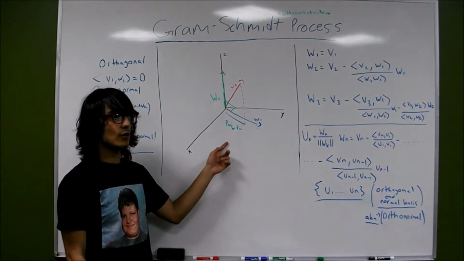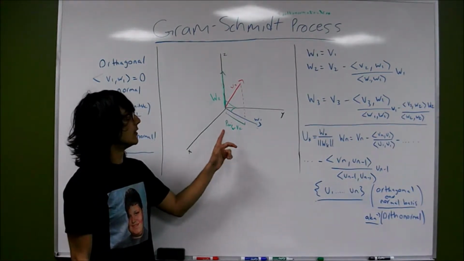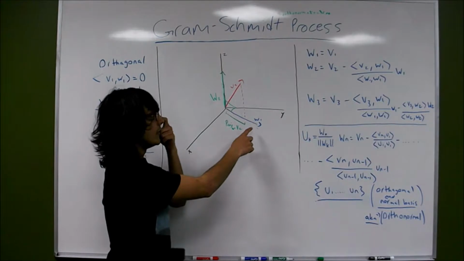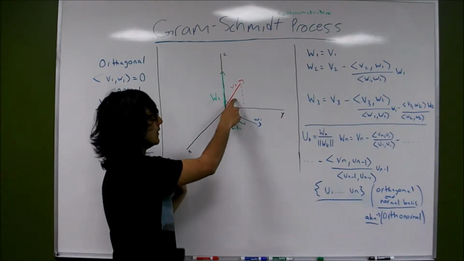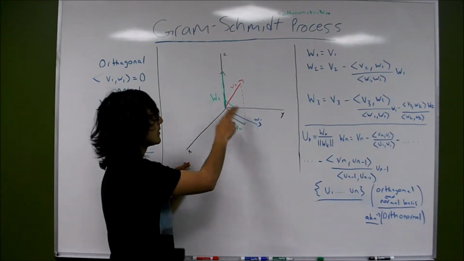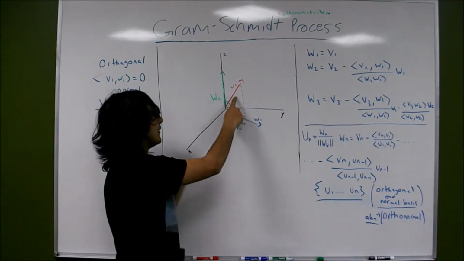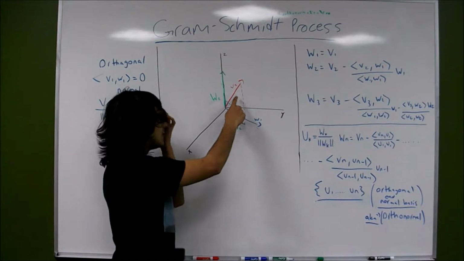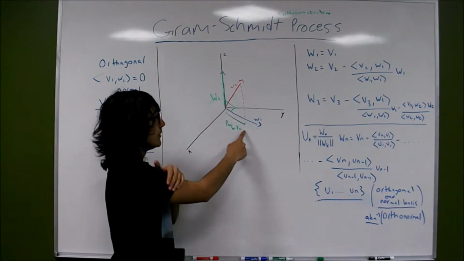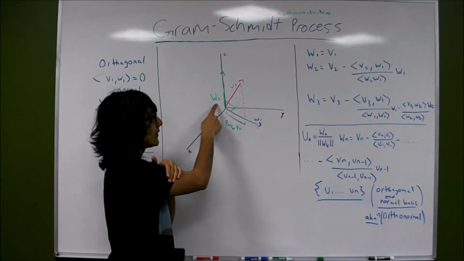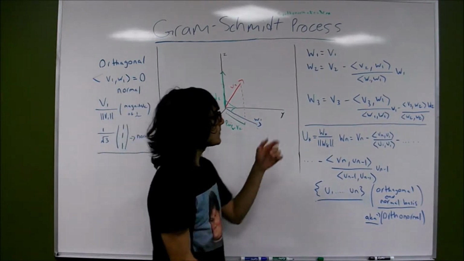Next, we have the geometric representation of your Gram-Schmidt process, in which you have W1 and V2. And essentially, in order to find W2, the resultant vector that you're looking for, you subtract from V2 the projection of V2 onto W1. And this resultant vector is orthogonal to W1.